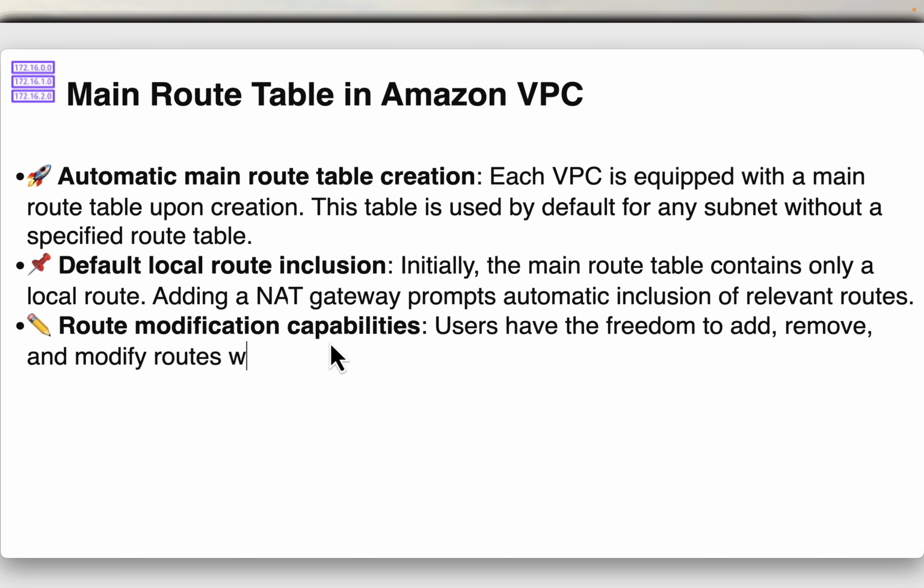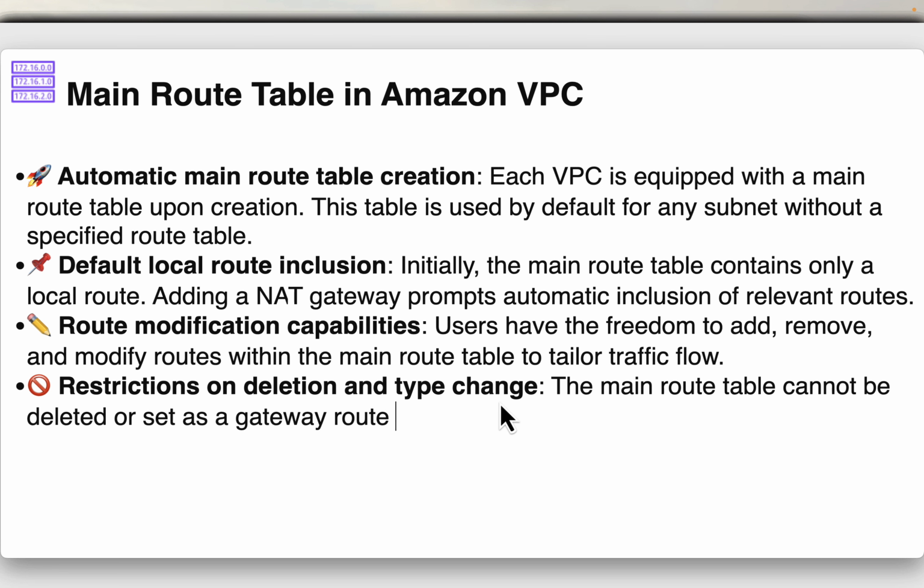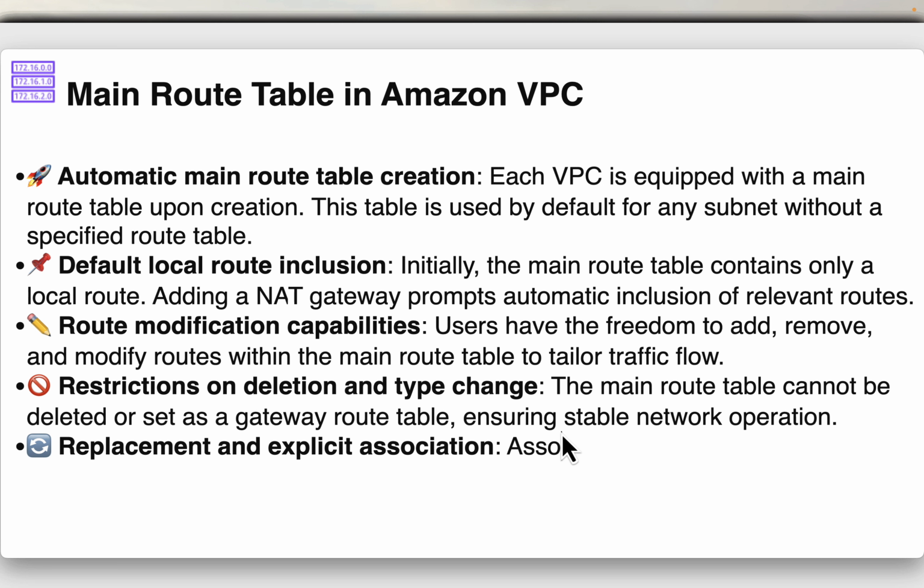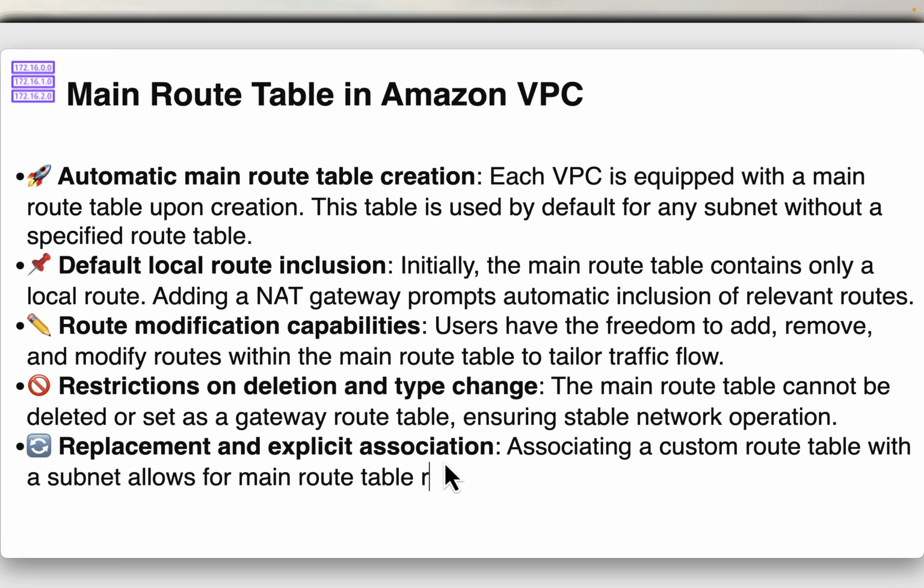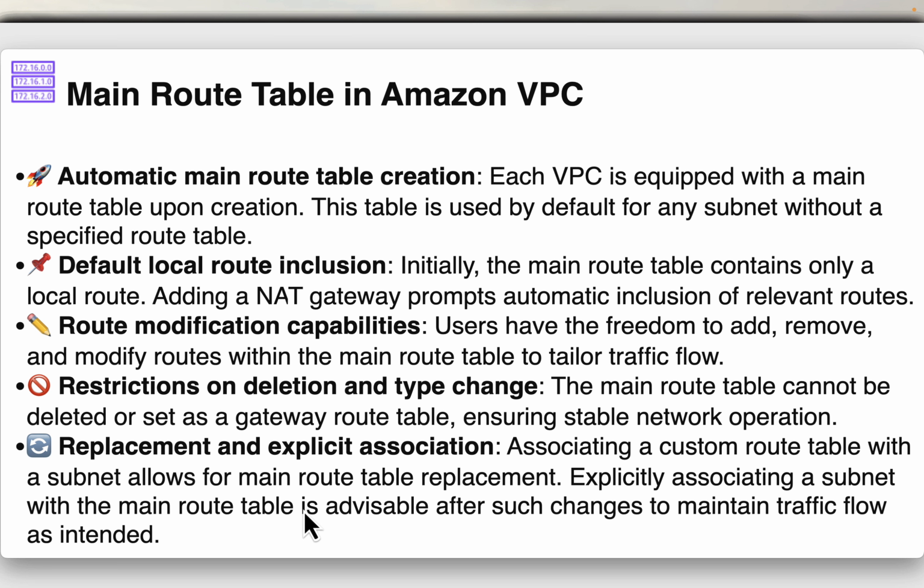Route modification capabilities. Users have the freedom to add, remove, and modify routes within the main route table to tailor traffic flow. Restrictions on deletion and type change. The main route table cannot be deleted or set as a gateway route table, ensuring stable network operation. Replacement and explicit association. Associating a custom route table with a subnet allows for main route table replacement. Explicitly associating a subnet with the main route table is advisable after such changes to maintain traffic flow as intended.